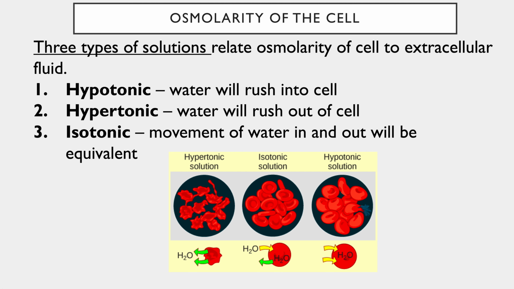The third kind is called isotonic. Isotonic is essentially movement of water inside and outside, but in equivalent amounts. And this doesn't change the shape of the cell at all. It will not shrivel or swell and lyse. It just creates a normal, functioning, homeostatic situation of the cell.